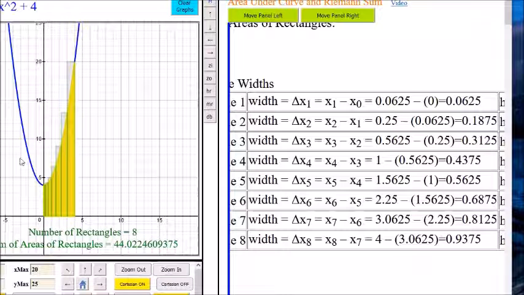And now let's find the widths of each rectangle. Width number 1 will be x of 1 minus x of 0. It will be 0.0625. And then width number 2 is x of 2 minus x of 1, so it will be 0.1875, and so on. And so these are the widths of the rectangles.